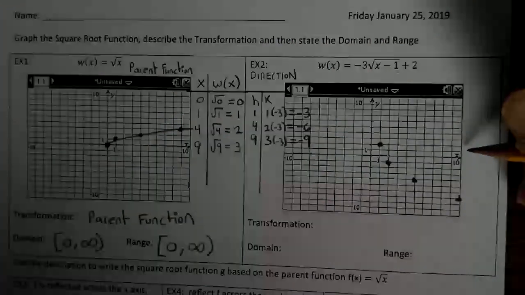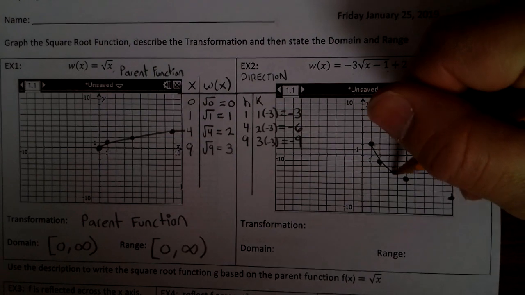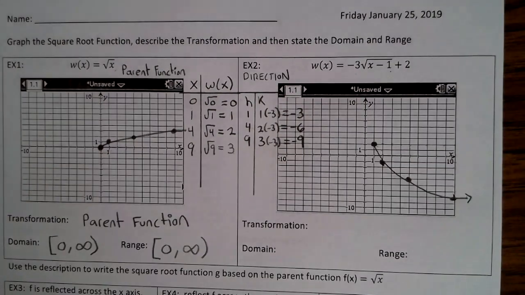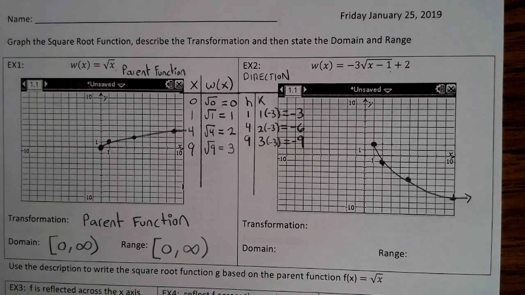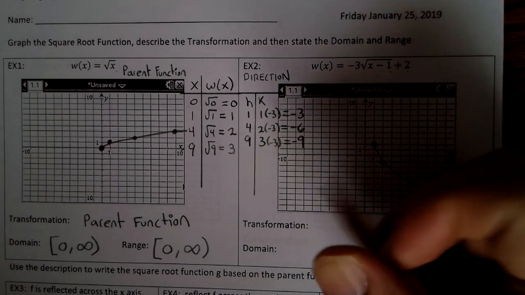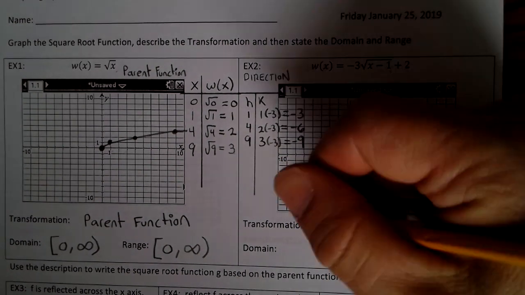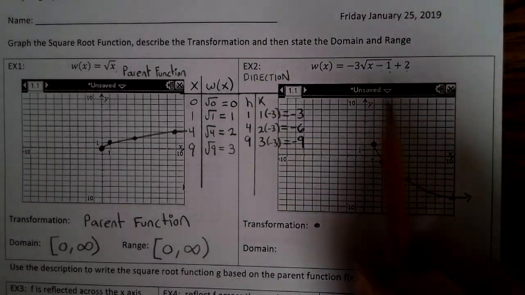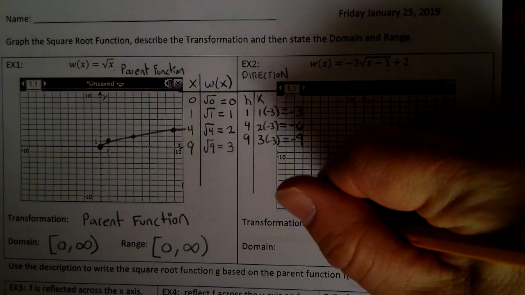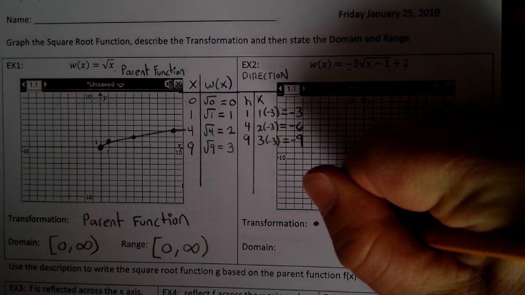All right, so there is our transformation. All right, so now we list the transformations. Now I count 1, 2, 3, 4 transformations, and that's the order in which we're going to write them. Okay, so the first one is with a negative, so that reflects over the x-axis.